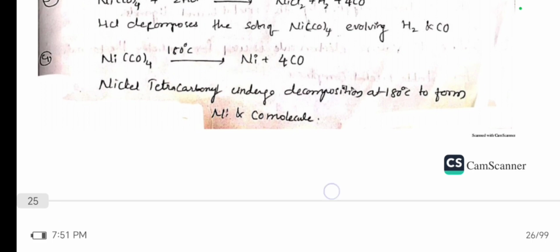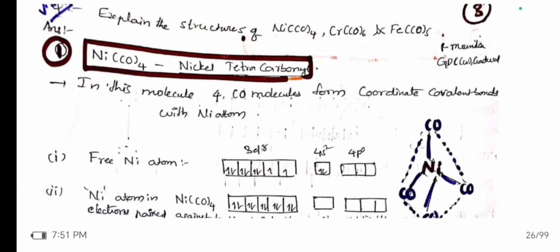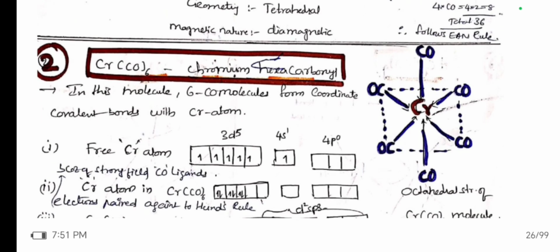Here this is the property. Next, structures. Compulsory practice these structures. Ni(CO)4 structure, easy only. Nickel in the middle, CO, tetrahedral shape. Next, Cr(CO)6. This is called octahedral shape.